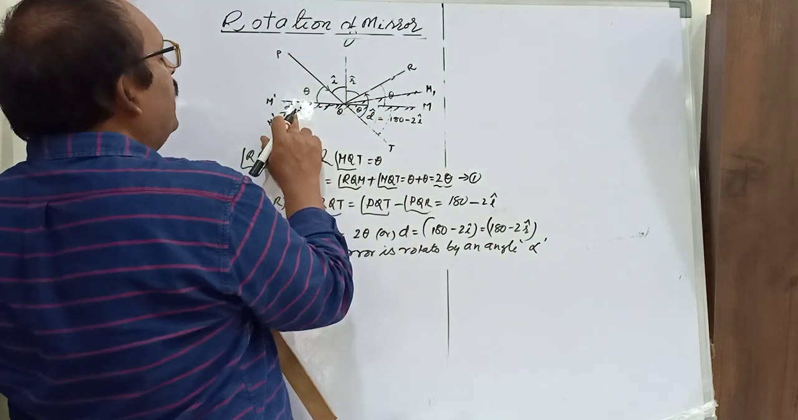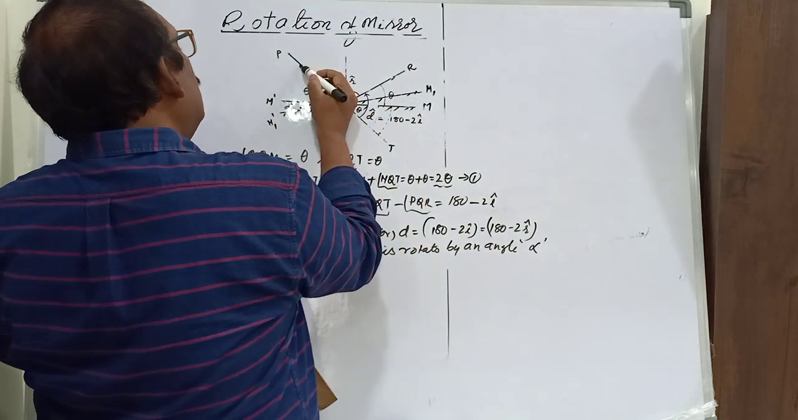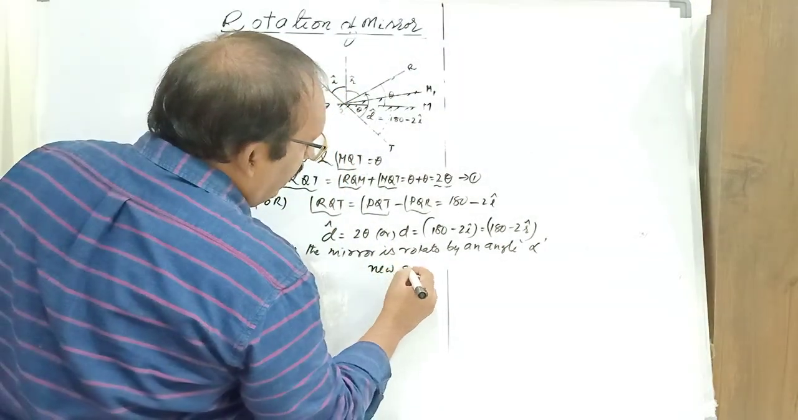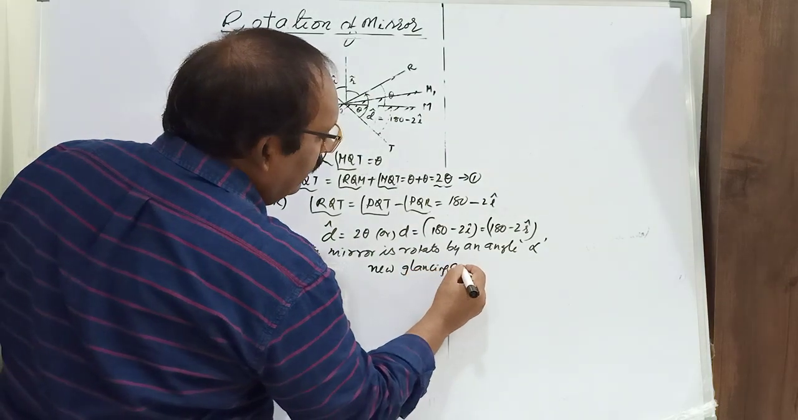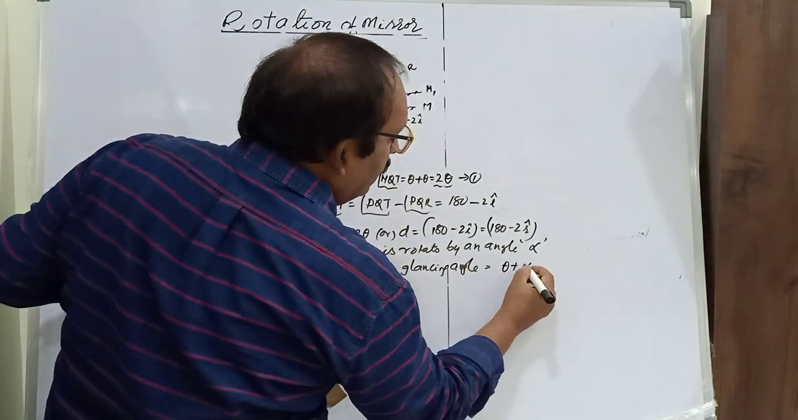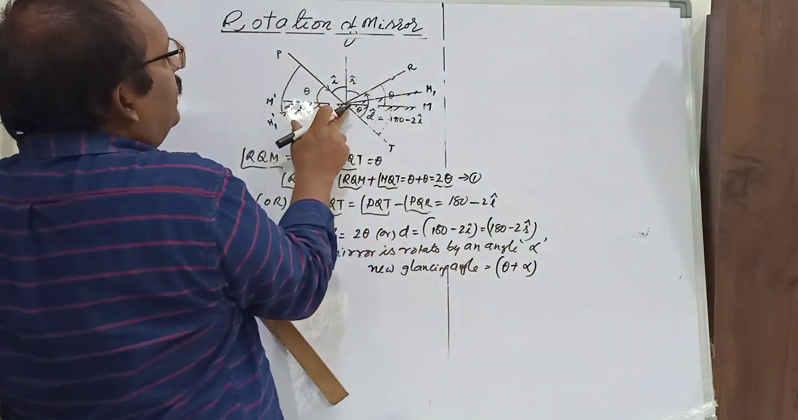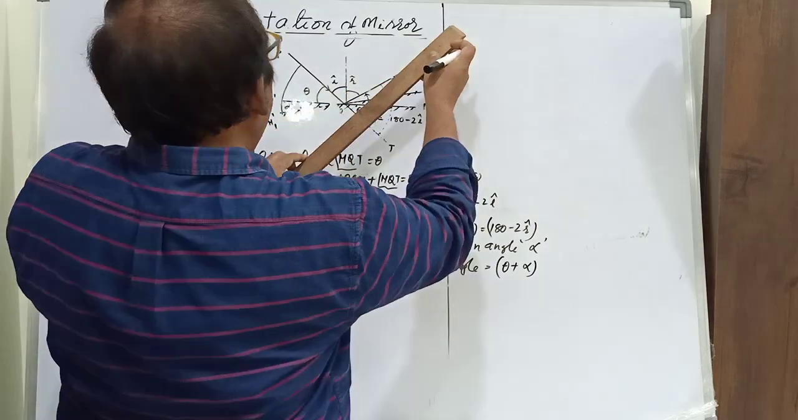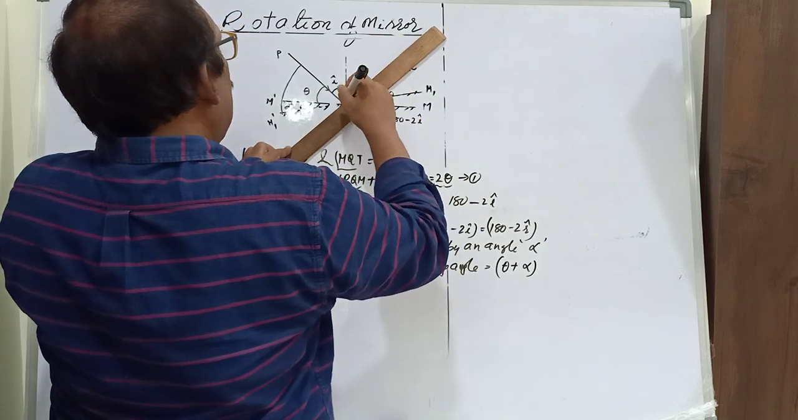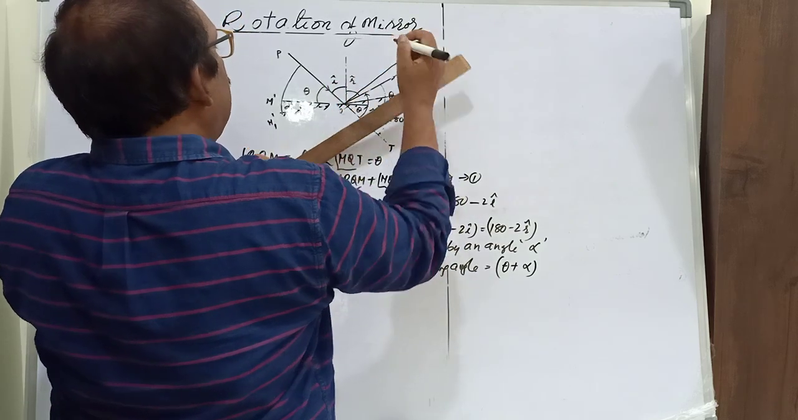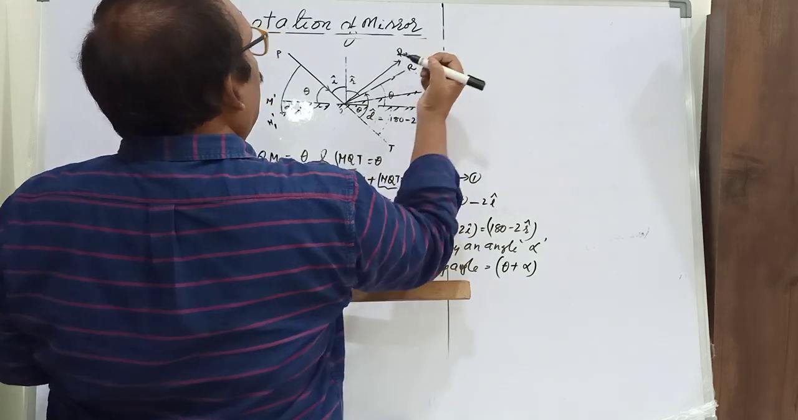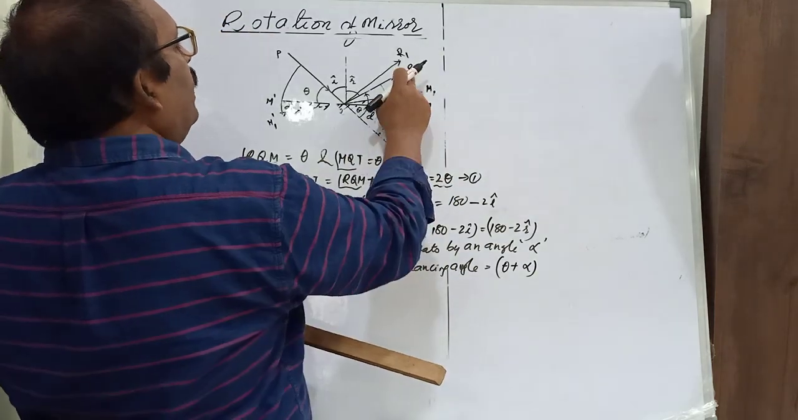If the mirror is rotated by an angle alpha, what is the total glancing angle now? Theta plus alpha. The new glancing angle is theta plus alpha. So if the initial direction of the incident light ray is not changed, definitely the direction of the reflected ray changes. As it is now, the direction of the reflected ray is changed like this. It has shifted from R to R prime, or R1.